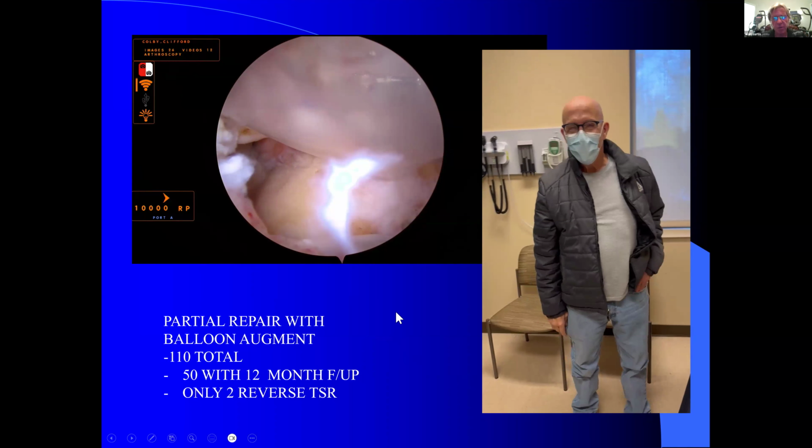We've done 110 of them over the last 3 years, 50 with 12-month follow-up. And again, is it 100% effective? No, but this is a good line right here. So we've done 110, 50 with 12-month follow-up, and some with even more now, and only 2 have gone on to have a reverse shoulder replacement. So this is really good data.